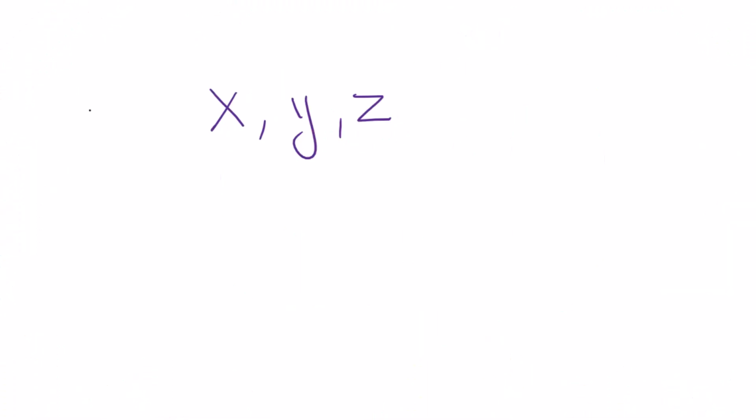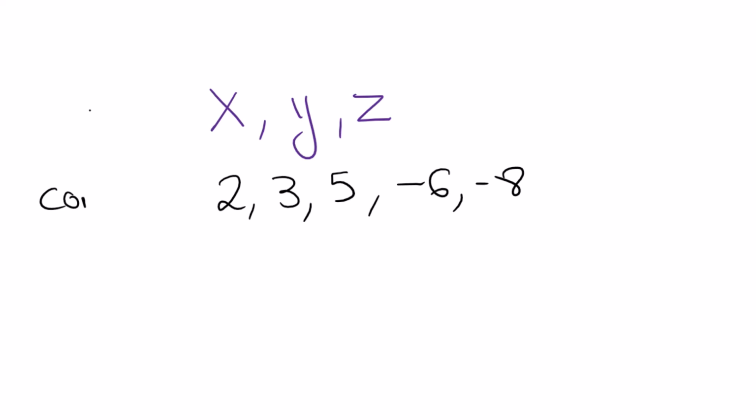In math, all the numbers are constant. Example, 2, 3, 5, including the negative numbers as well, -6, -8. Therefore, this is constant. And these are called variables.